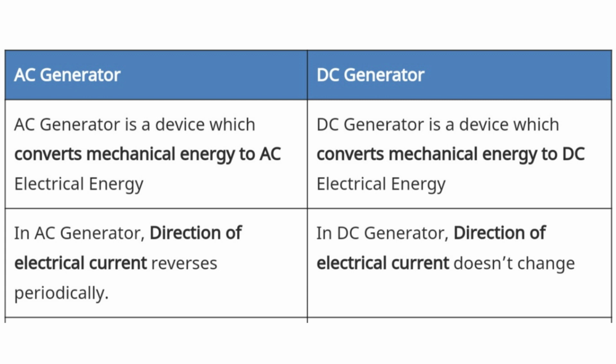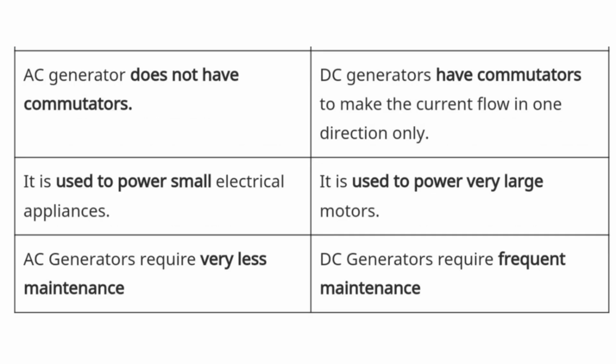In an AC generator, the direction of electric current reverses periodically, but in a DC generator the direction of electrical current does not change. So in an electric generator we observe the direction of current reverses periodically. In a DC source we observe the direction of current is only one way; it does not reverse.